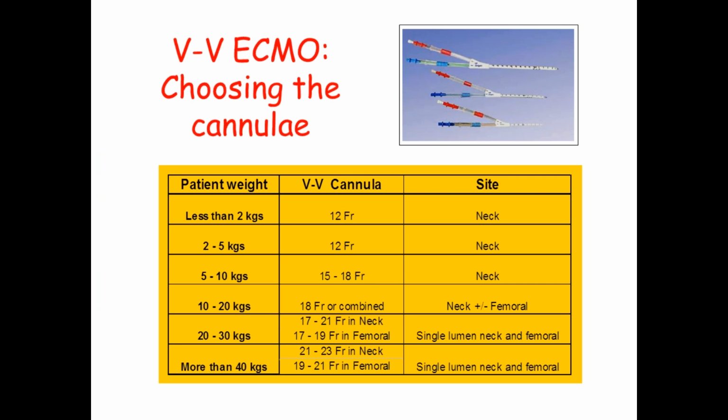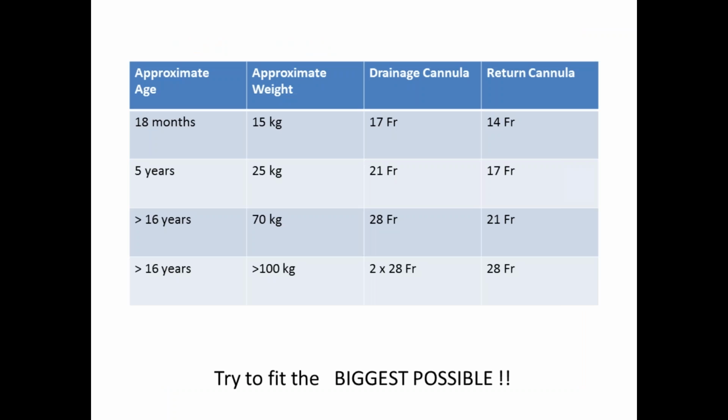And for VV ECMO, if you are using a double lumen cannula, this is a chart which you can use. For less than 2 kg or 2 kg, you have to use a 12 French cannula. 5 to 10 kg, you have to use a 15 to 18 French venous cannula. 10 to 20 kg, you can use an 18 French venous cannula. And if you require, you have to use one more cannula for a return, then it becomes a VVV cannulation. Okay. So this is for a veno-venous double lumen cannula that you are using.